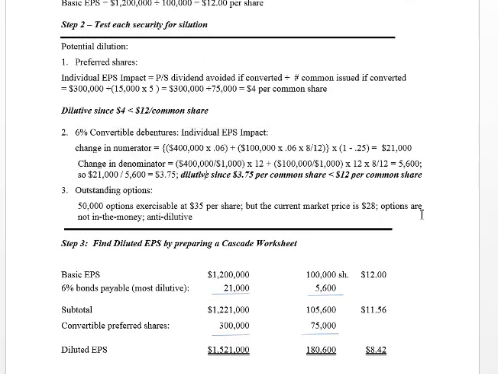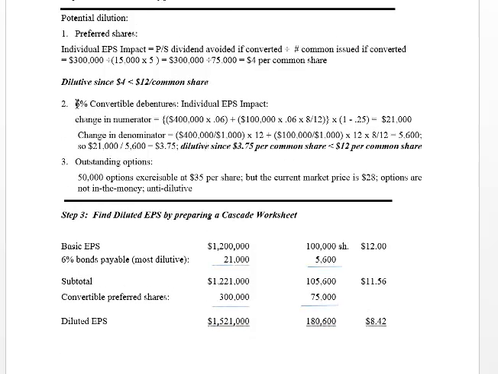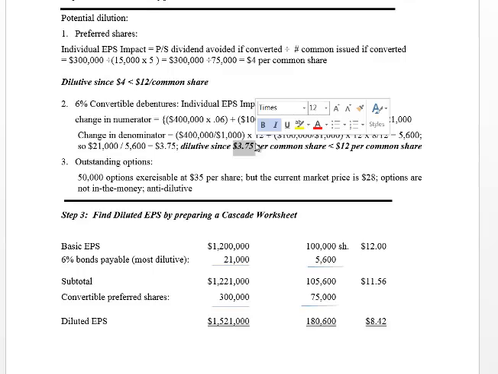Okay, in calculating which securities are going into the calculation of diluted EPS, the only thing we have to think about now is which of the 6% bonds and the preferred shares are going to go first in the cascade worksheet to calculate the diluted EPS. The ones that go first are the ones with the smallest EPS impact. Here you see 3.75, which is the EPS impact on the 6% bonds, is less than the EPS impact on the preferred shares. So because of that, the 6% convertible bonds will go first in the diluted EPS calculation.